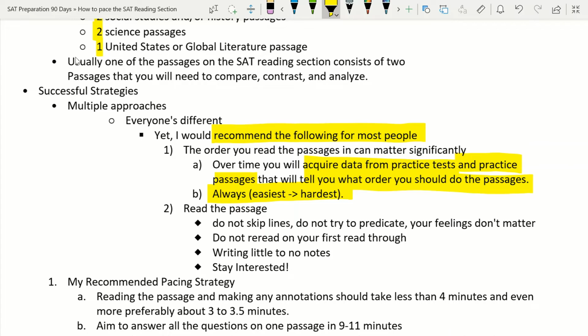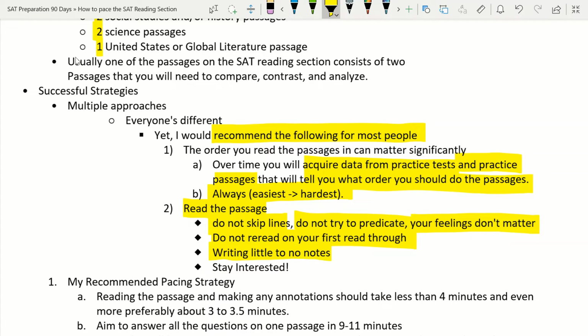Okay, so now you're going to want to read the passage. Here I'm just going to give a short breakdown of how I do my initial read through. The way I would recommend doing the SAT reading section is, first of all, reading the passage, just reading through it. You're not skipping lines, but you're also not trying to predict, right? Your feelings don't matter. You're just reading through, seeing what it says. Don't reread, because say you get confused at some part. I wouldn't recommend rereading, because it might not end up being important, and then you just reread for nothing. Okay, I recommend writing little to no notes on your initial read through.